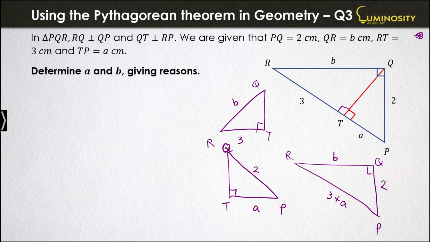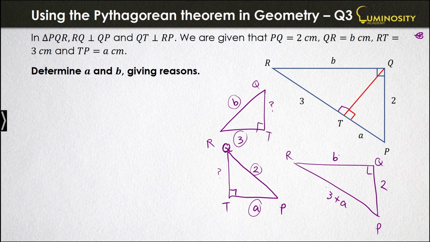Okay, so they want us to work out A and B giving reasons. So now we have 3 right angle triangles where we know 2 lengths here and an unknown length here, and we know 2 lengths here and an unknown length here, and we know all 3 lengths in this bigger triangle RQP. So if we use the Pythagorean theorem in all 3 of these triangles, we're going to get equations that have A's and B's in them. So this problem in geometry now turns into a problem in algebra, where we're going to analyze simultaneous equations and then solve for A and B.